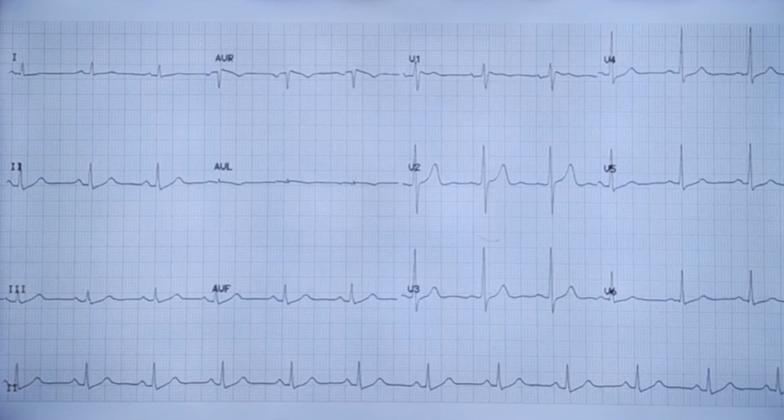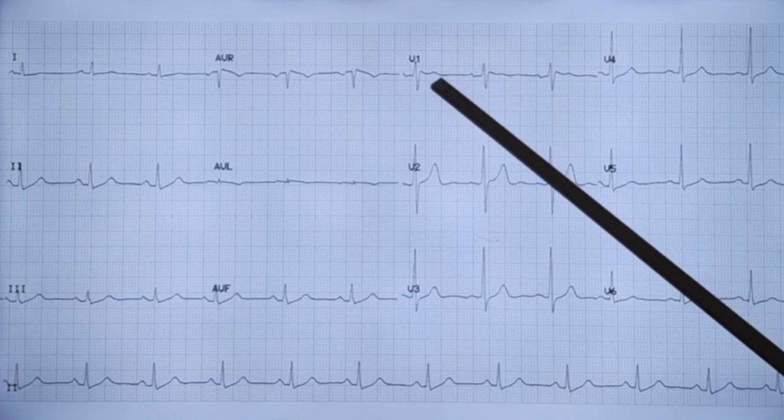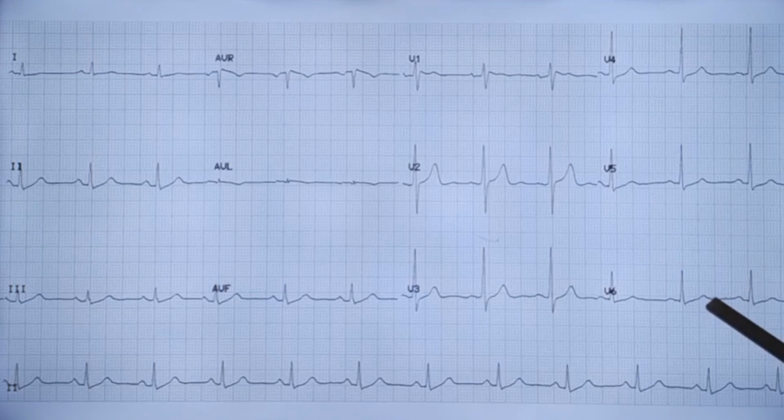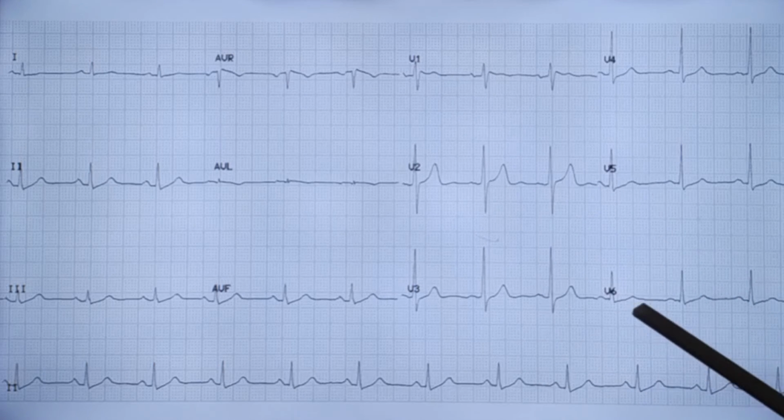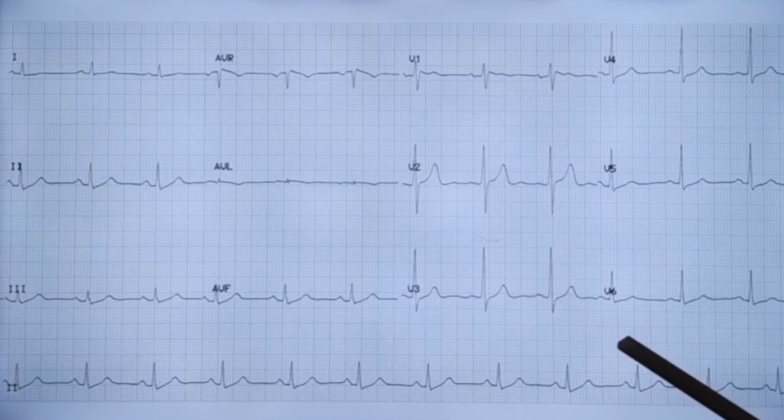Then you will compare the T waves in V1 and V6. Normally the T wave in V6 should be slightly taller than the T wave in V1. If it is the other way around, it is also taken as subtle evidence of ischemia.